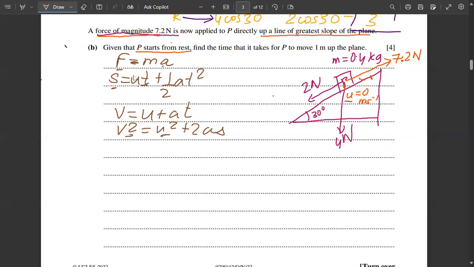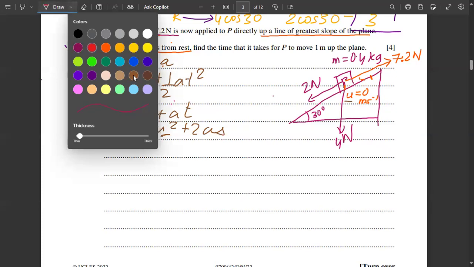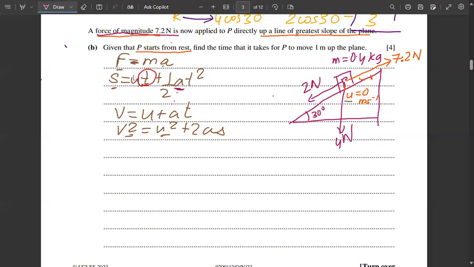Do you see the correlation? What we need to find is the time, right? And for that, we will need acceleration, initial velocity, and displacement. We already have displacement, 1. We already have initial velocity, 0. We don't have acceleration. And for acceleration, we will require the resultant force, because resultant force is mass into acceleration.